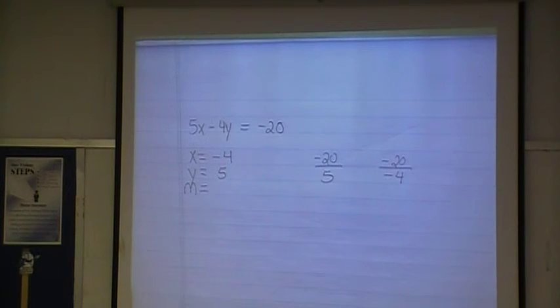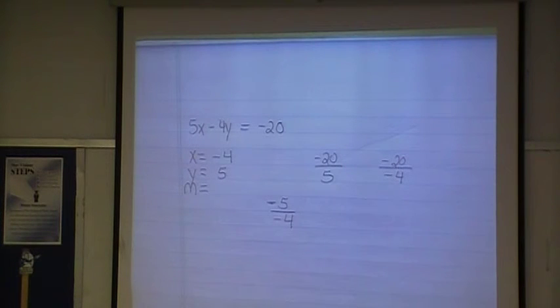Take the x, put it on top. Remember our little song? Put the x on top, put the y on the bottom. Change the sign of x, and check it really quick. You're going to take the number in front of the x, 5, that goes on top. The number in front of y, negative 4, goes on bottom. Then you're going to change the sign of x. You started with positive 5. You're now going to have a negative 5. Now you have negative 5 over negative 4.